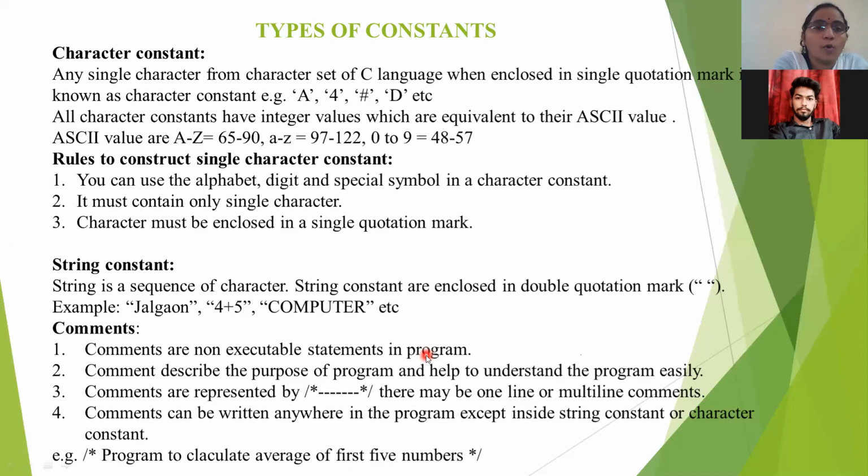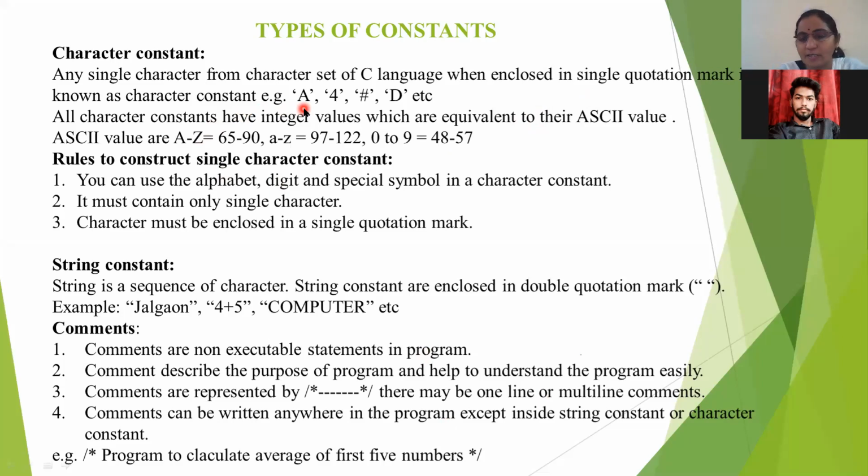Now the next category is character constant. We have already completed the first category, numeric constant, which is divided into integer and real constant. Now the second category, character constant. Any single character from the character set of the C language, when enclosed in single quotation marks, is known as a character constant. Remember that a character constant is different from a string constant. Character means any single character from your keyboard.